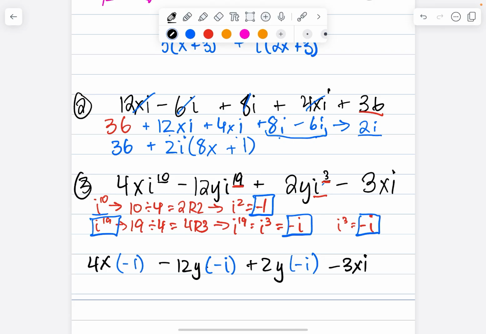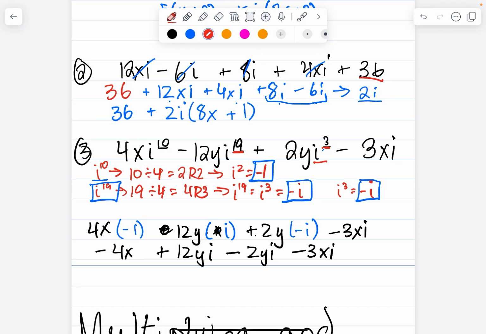All right, so let's see. 4x times negative 1 is negative 4x. Negative 12y minus negative i. So negative times negative is positive. This cancels out, right? And 12y times i is just 12yi. Then I have positive 2y times negative i. So positive times negative is negative, and all I have left is 2yi. And over here, I just bring down my 3xi here.